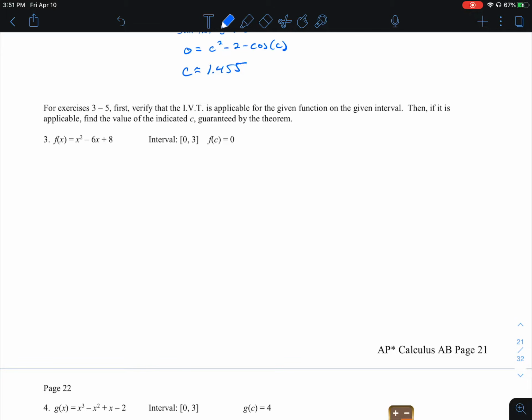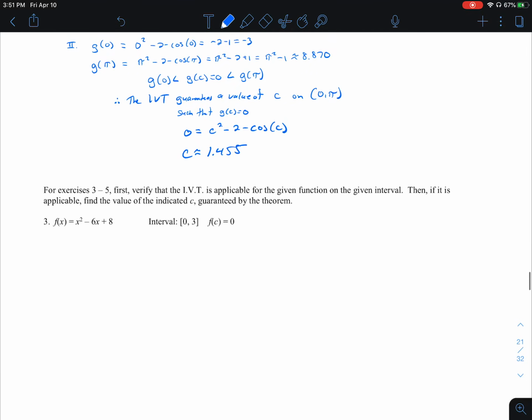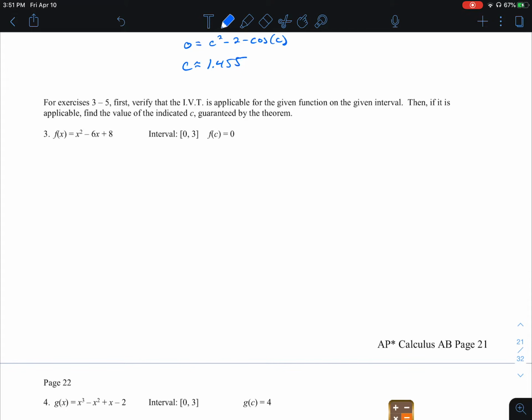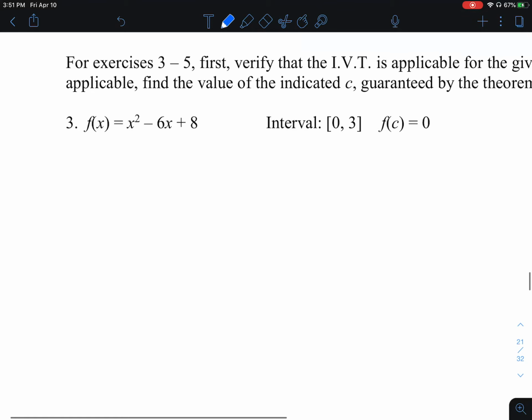Alrighty. For exercises 3 through 5, those are the last 3 problems. Verify the intermediate value theorem is applicable for the given function on the given interval. Then, if it is applicable, find the value of c guaranteed by the theorem. It's the same directions that we just had, essentially. First of all, is this function continuous on this interval? You betcha it is. It's a quadratic, and quadratics are continuous everyplace.